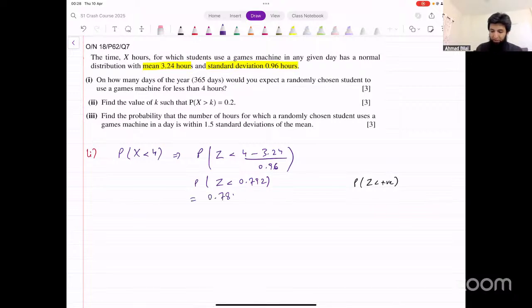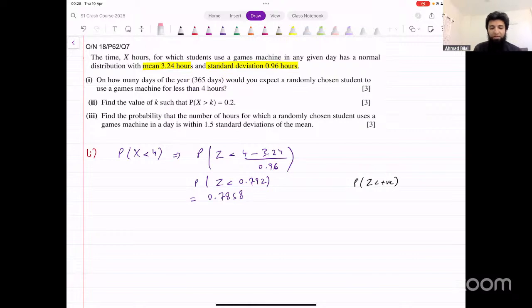0.7858. That's the probability that we're getting from the table. Now that we have the probability, this is the probability that on one day a randomly chosen student uses a games machine for less than 4 hours.